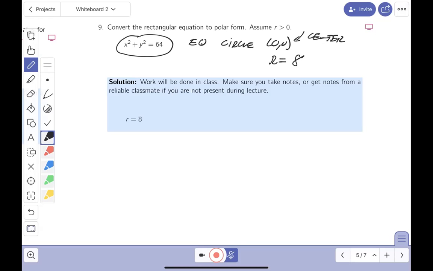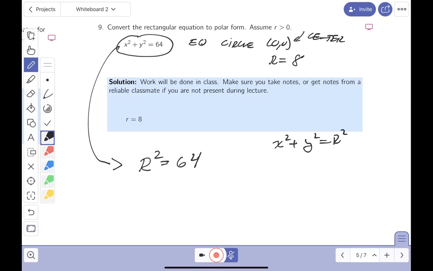Now, they didn't ask for that. They said convert the rectangular equation to polar form. Well, I got something pretty simple. x squared plus y squared is equal to r squared. So what do I have over here? x squared plus y squared is the same thing as r squared. And what's r squared? It's 64.